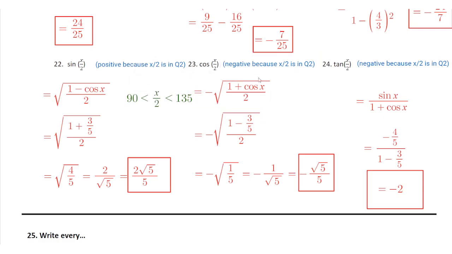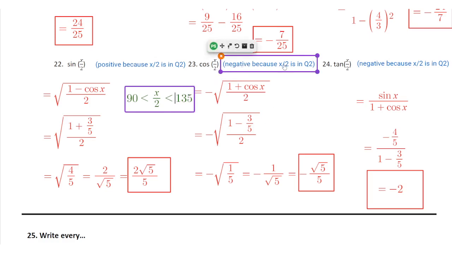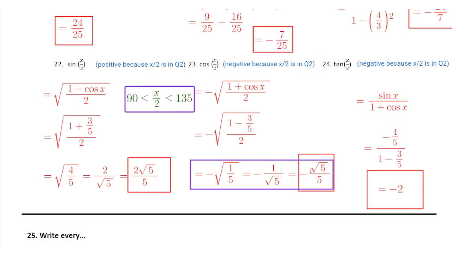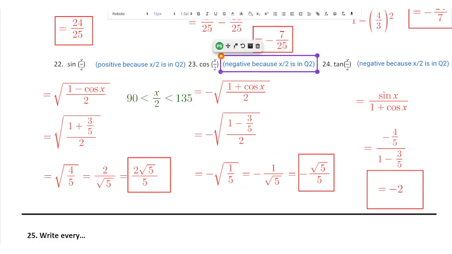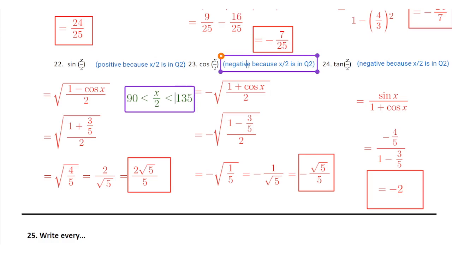23, I said it was negative because x was in quadrant 3, but even if it's in quadrant 2, cosine's still negative, so I ended up getting the right answer for number 23, even though I was sort of citing the wrong quadrant. It's just that cosine happens to have the same sign in quadrants 2 and 3, so it ended up being a non-issue here.